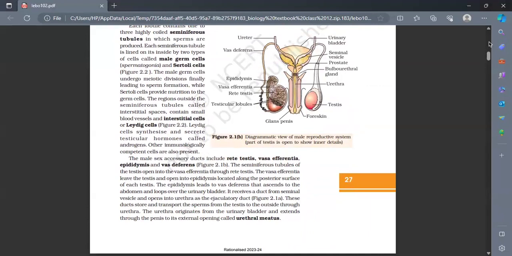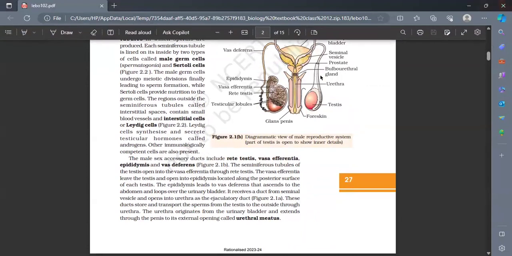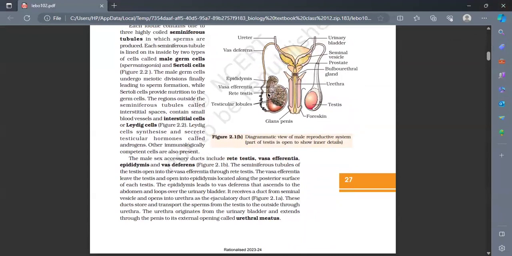So the male reproductive system has, you can see over here, the testes. The testes are located in the scrotal area, outside the abdominal cavity. In this diagram, you can also see the transverse section being shown to you, fine? You have the testicular lobules inside it. We'll come to the detail of the testicular lobules later on.